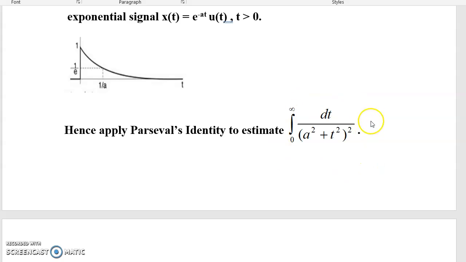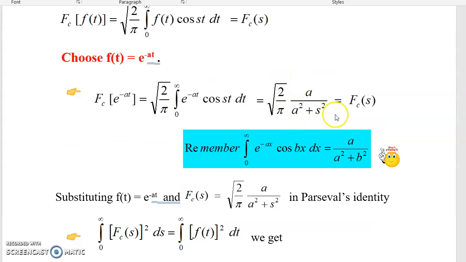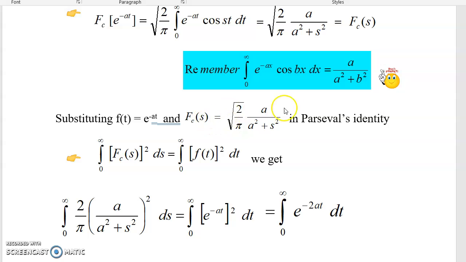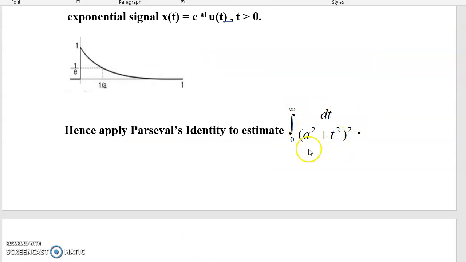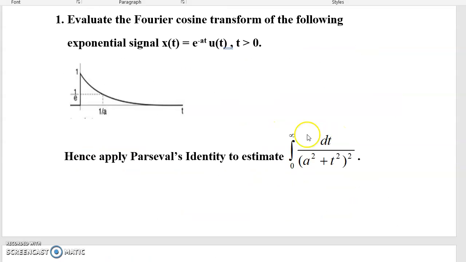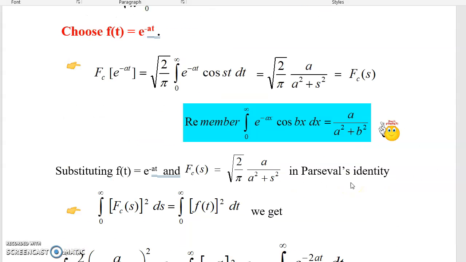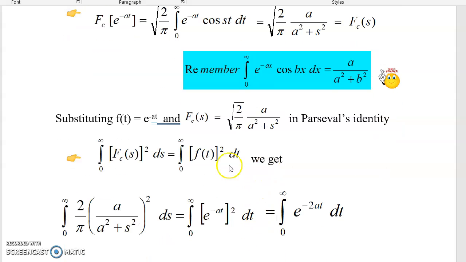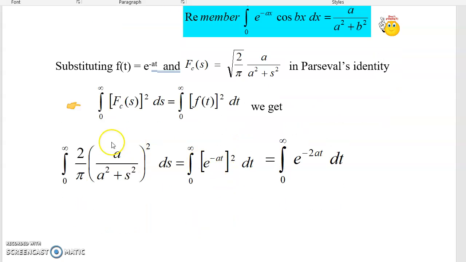So look at this integration and look at this answer. See, look at the answer of FC of S and look at this integration. We have the same term here. Are we not having the same term? But in the denominator we have a square. So it tells us that we may have to square this term. So that is why we are coming to Parseval's identity. So we may have to use Parseval's identity here, since there is a necessity in the integration to square this term. So let us write the Parseval's identity.